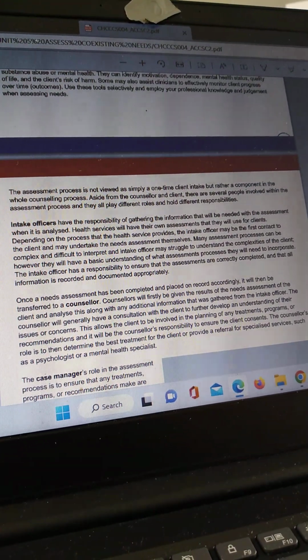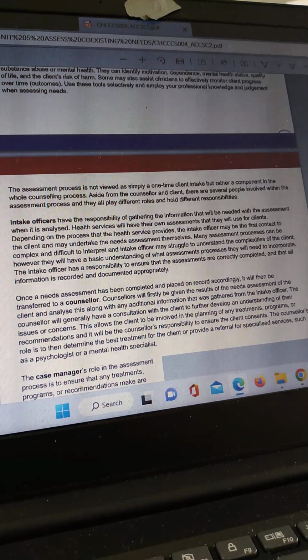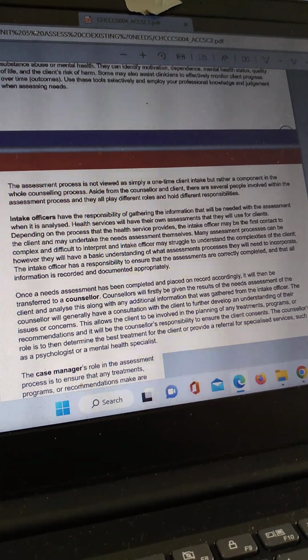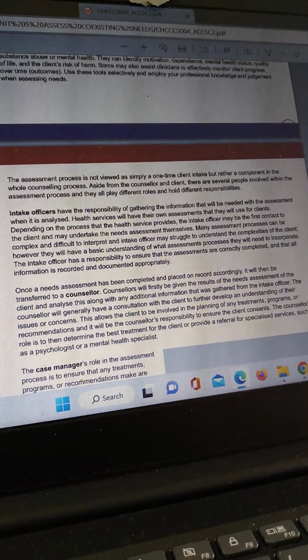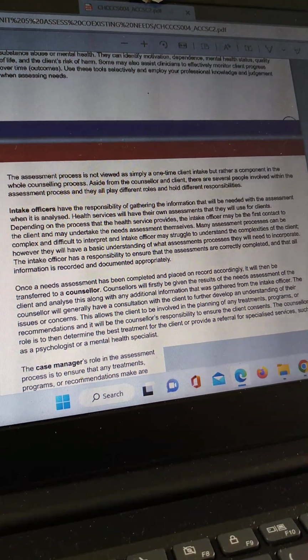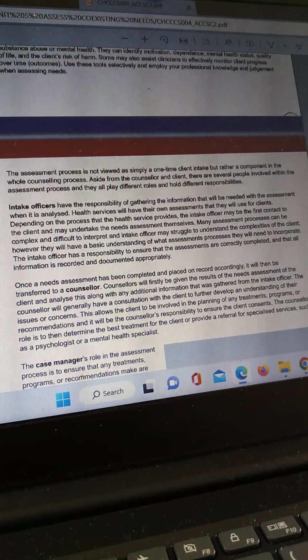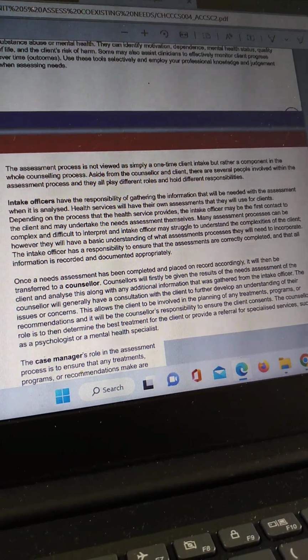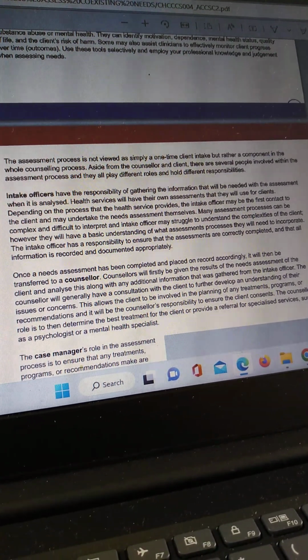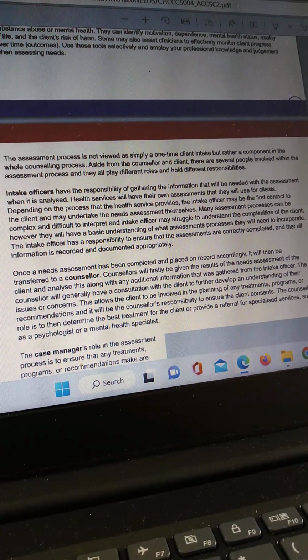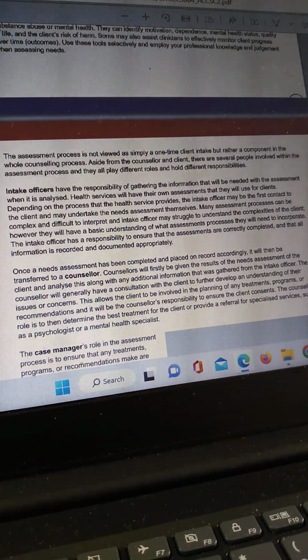Intake officers have the responsibility of gathering the information that will be needed with the assessment when it is analysed. Health services will have their own assessments that they will use for clients. Depending on the process that the health service provides, the intake officer may be the first contact to the client and may undertake the needs assessment themselves.